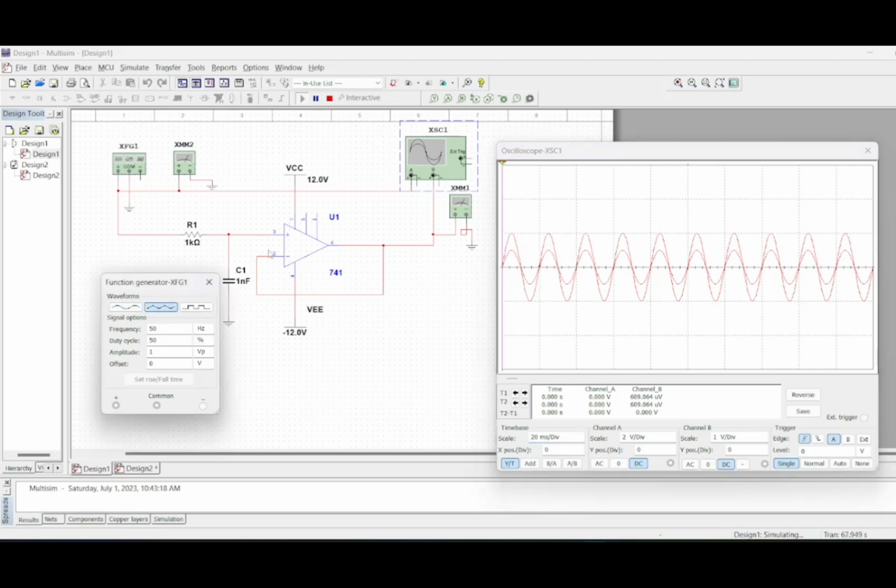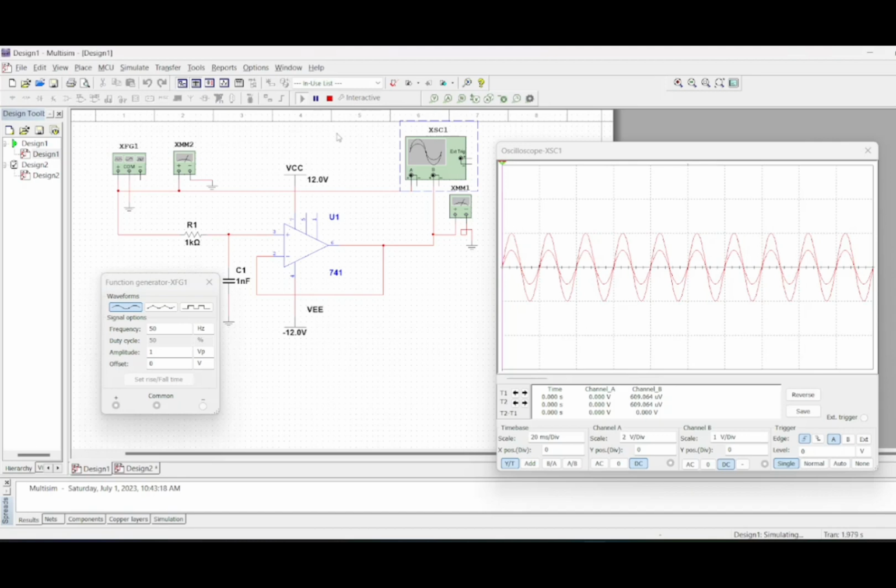When I try the triangle, let's just stop it and run again. So we can see the waveform is like this. The output waveform is also a triangle, where the input signal is obviously the triangle. And when I use the square waveform, both the output and the input are square waveforms.